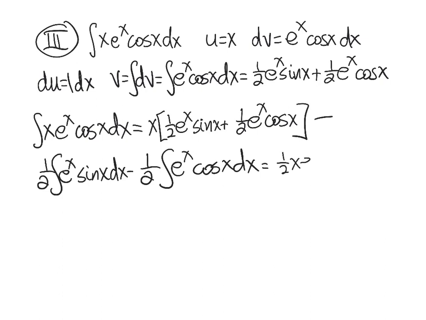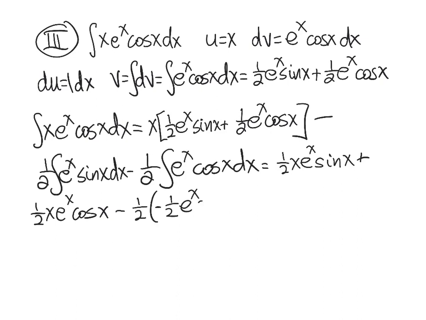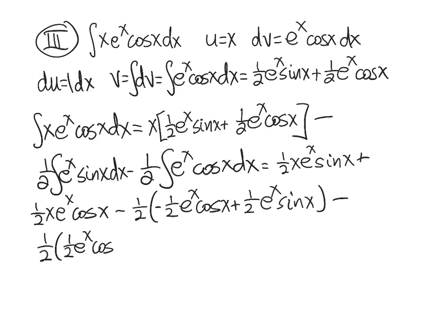So the answer is 1/2 x e to the x sine x plus 1/2 x e to the x cosine x, minus 1/2 times negative 1/2 e to the x cosine x plus 1/2 e to the x sine x, and then minus 1/2 times 1/2 e to the x cosine x plus 1/2 e to the x sine x. And all we have to do is a little algebra here to come up with a final answer in most simplified form.